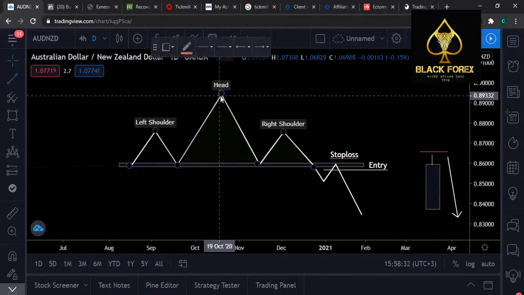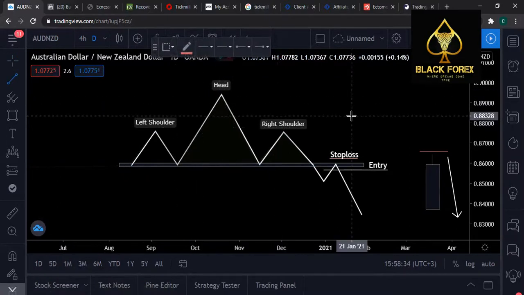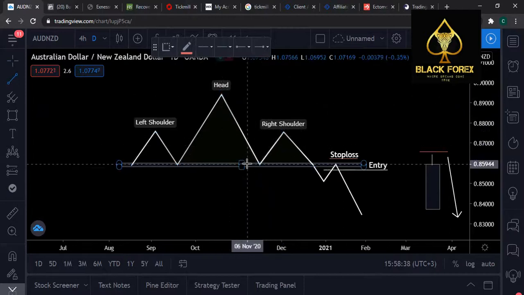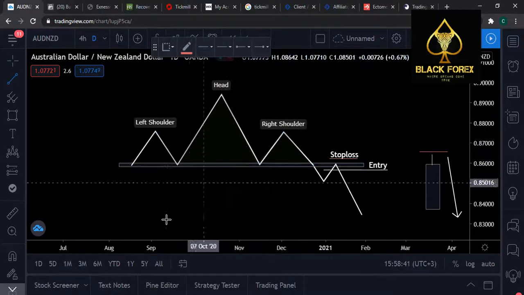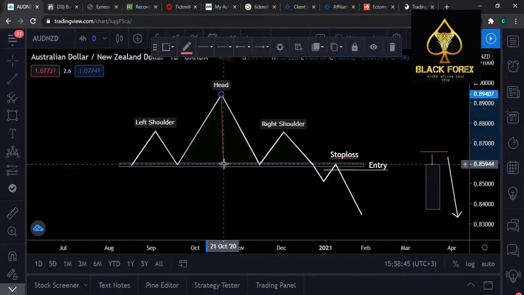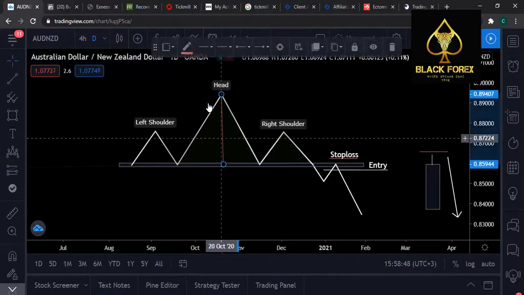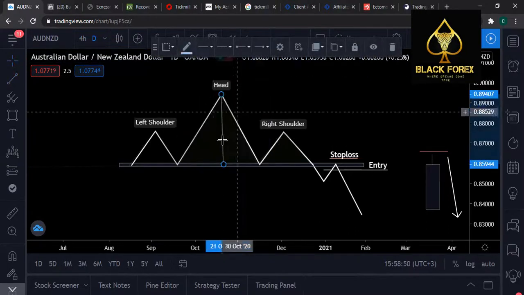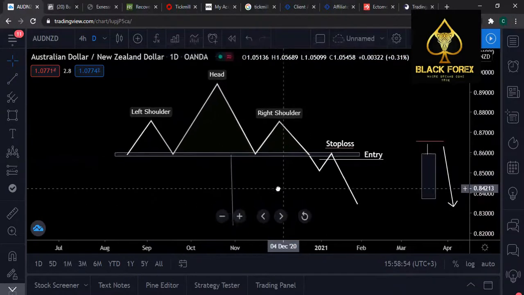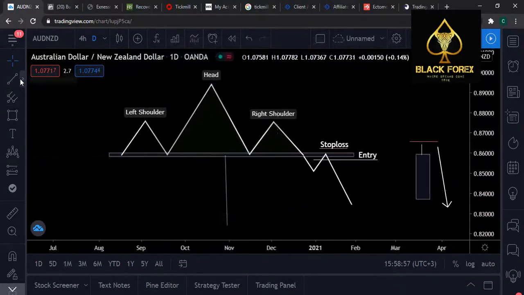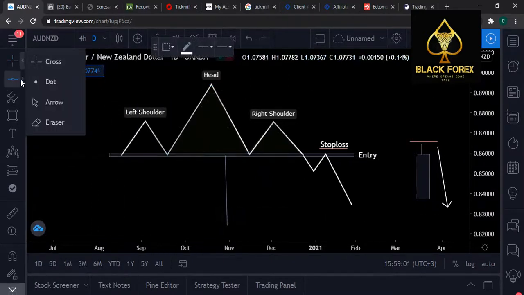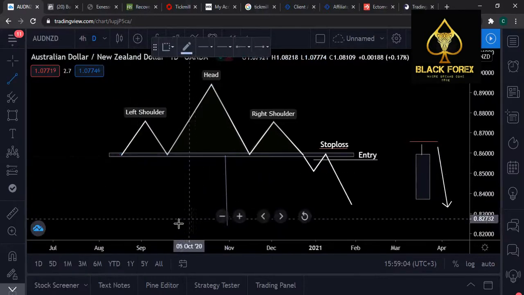For a head and shoulder pattern, while trading this pattern, you need to understand that the distance from the tip of the head to the neckline needs to be the same distance from the neckline to where your take profit should be. So for instance, the distance from here to here has to be the same as the distance from the neckline all the way down here to where your target will be.